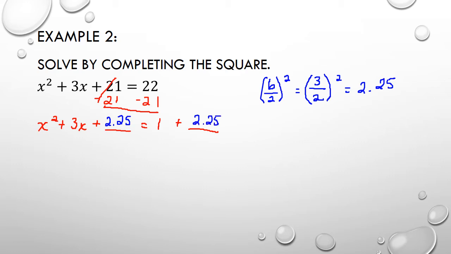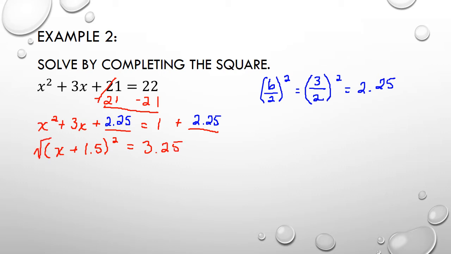So now, whenever we are factoring this perfect square trinomial, it's going to be x plus, now all you have to do is either take the square root of 2.25, or take the 3 and divide it by 2. It might be easier to take that 3 and divide it by 2. We know that it's 1.5. And then 1 plus 2.25 gives us 3.25.